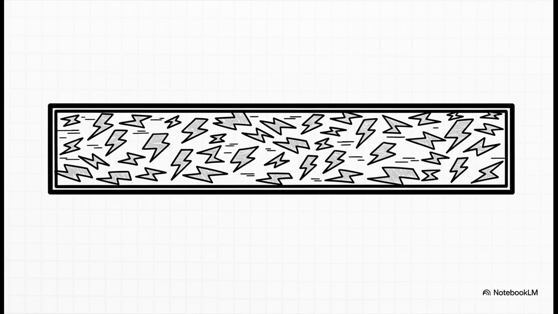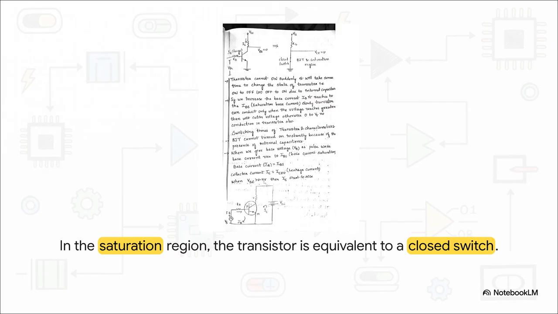We call this the saturation region. This is where we want the transistor to just get out of the way and conduct as much current as possible, acting like a perfect piece of wire. And yeah, you guessed it, the result here is the exact opposite of the off state. In saturation, the transistor is just like a closed switch. The path between the collector and the emitter is now wide open, letting that main current flow with almost no resistance at all.